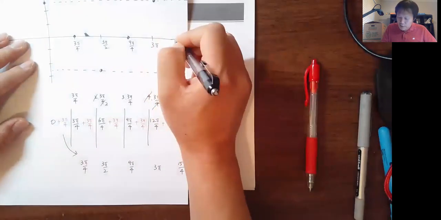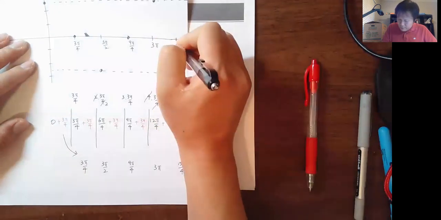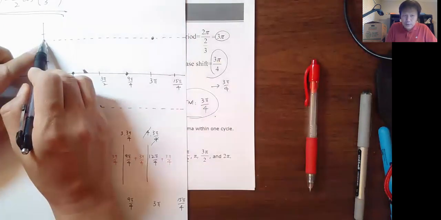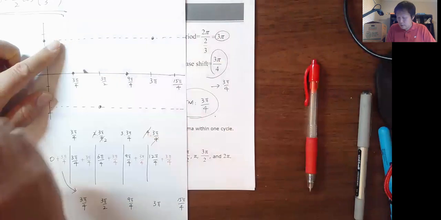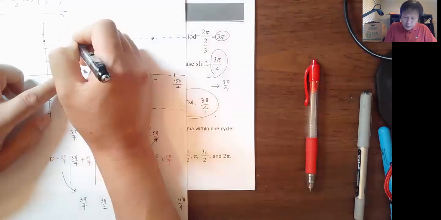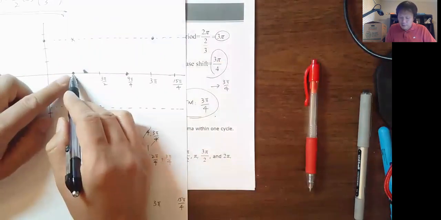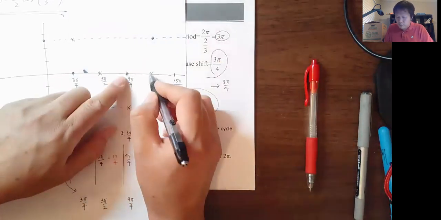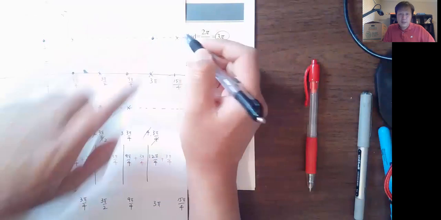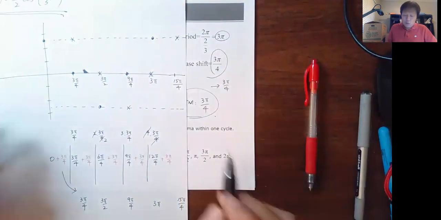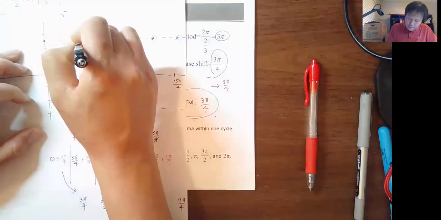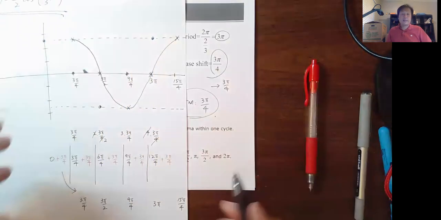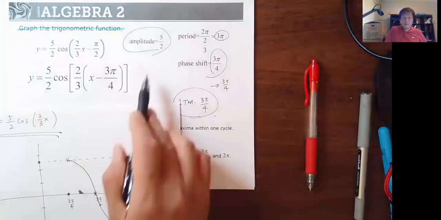Okay, so if you move one tick mark to the right, that is 15 pi over 4, and it's time to graph. Each point is moving right by 3 pi over 4, which happens to be 1 tick mark. So you just move each point one tick mark to the right. So this is your graph, right here, right here, right here, right here. That's the answer for this graph.